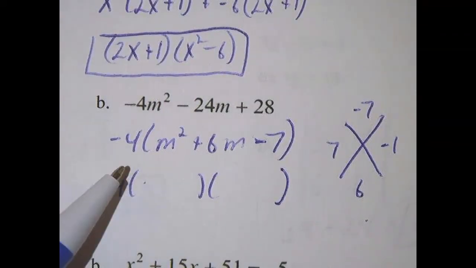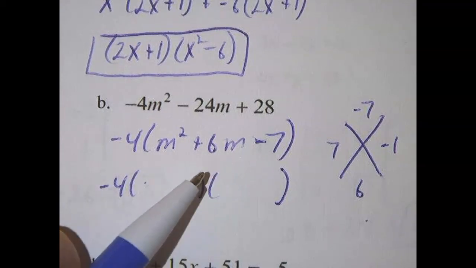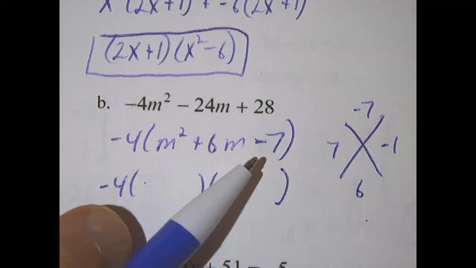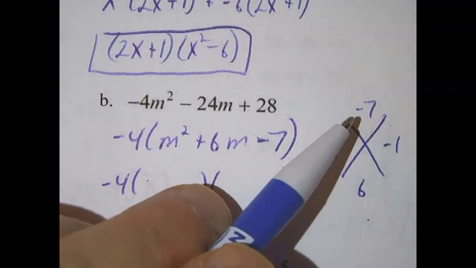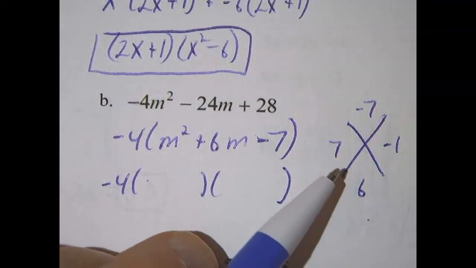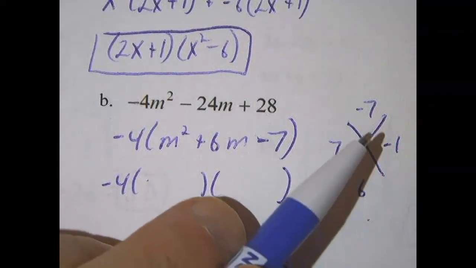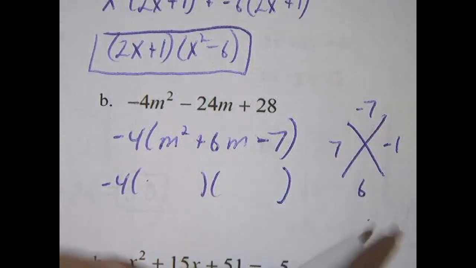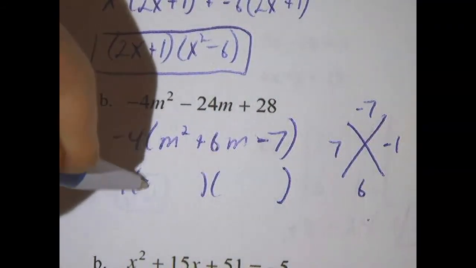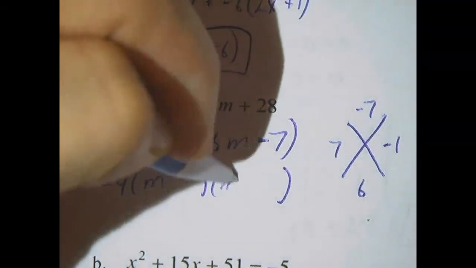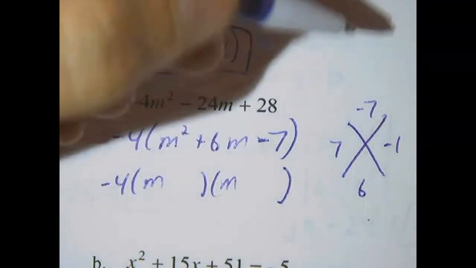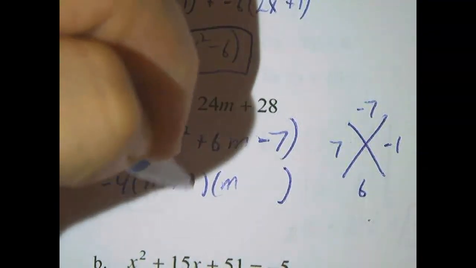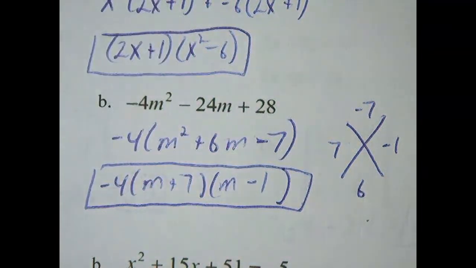Okay, so I took out the negative 4. I end up with this trinomial. I need a product of negative 7, which I put up here, and a sum of 6. I came up with 7 times negative 1. That's a product of negative 7, and adds up to 6. So the n's are automatic here and here. I just found the plus 7 minus 1. And there it is, factored completely.